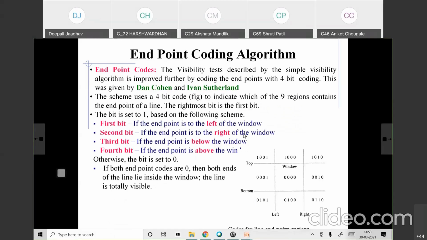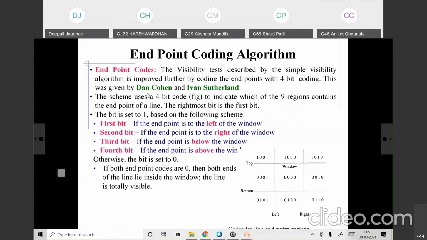Coding algorithm, here we are going to see endpoint codes. The visibility test described by the simple visibility algorithm is improved further by coding the endpoint code with 4-bit coding. 4 bits are used here for coding purpose to indicate left, right, below and above, top, bottom.